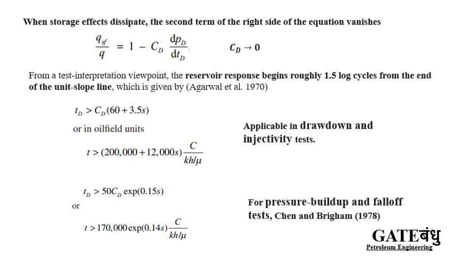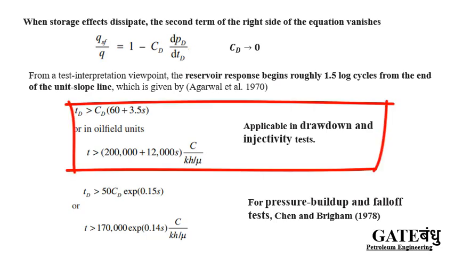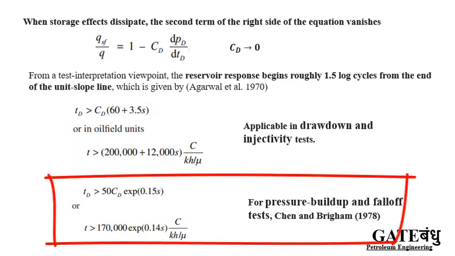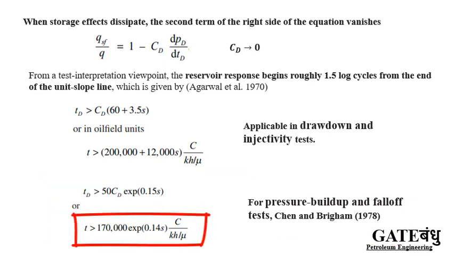From this understanding, we calculate the time after which the wellbore effect ceases to exist, and for a drawdown test or injectivity test, we estimate this time using this formula. We talked about this earlier. Also for build-up test analysis and falloff test, we apply this equation, and time must be greater than 170,000 e to the power 0.14 skin into C, that is the wellbore storage coefficient, divided by KH by mu.